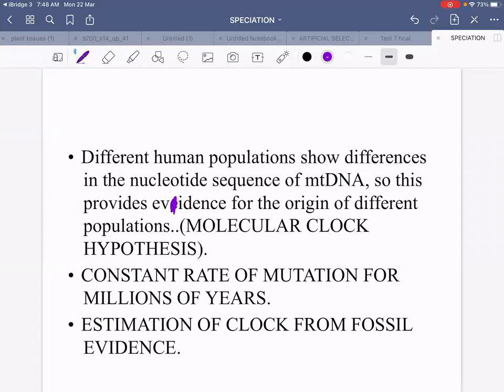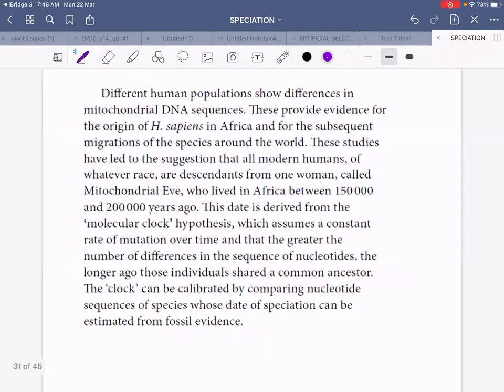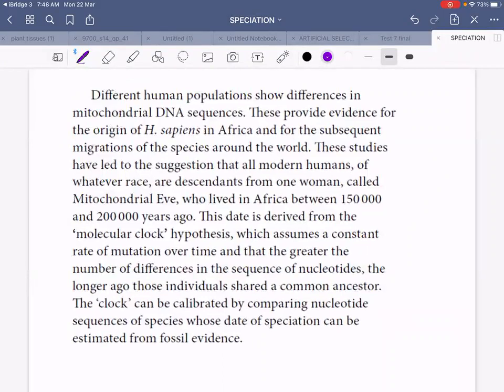And if this happens in this manner, then we can actually trace the common ancestor, right? And I'll tell you how. This is how your textbook explains it. You can go through this. In fact, I'll read it for you.